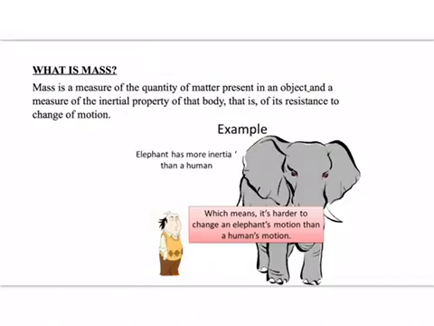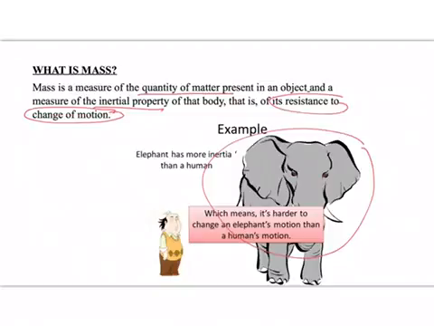What is mass? Mass is a measure of quantity of matter present in an object, and also it's the measure of the inertial property. What is inertial property? It is the resistance to the change of motion. For example, an elephant is more massive. It has more mass than a man because it has more quantity of matter. So it is harder to change an elephant's motion. That means that the elephant has more inertia.